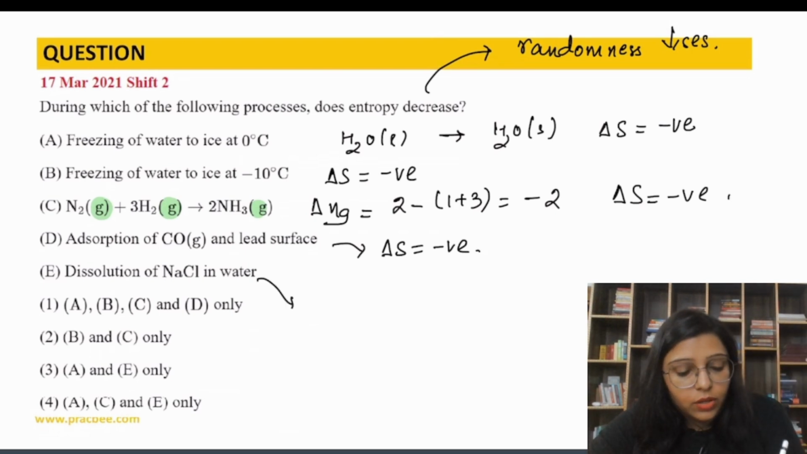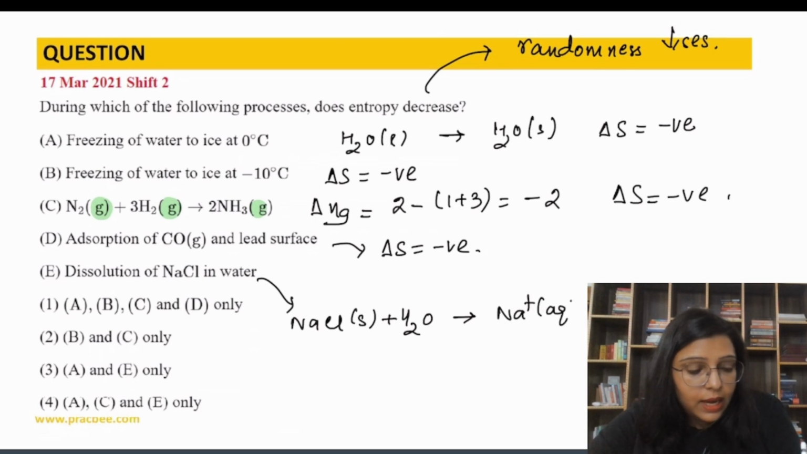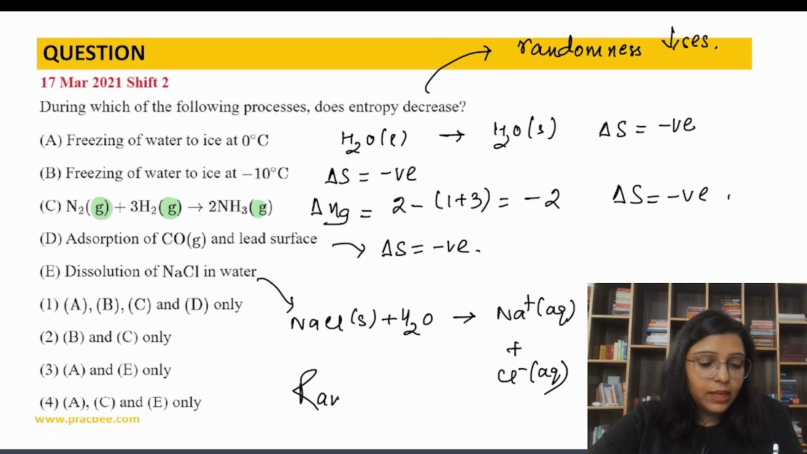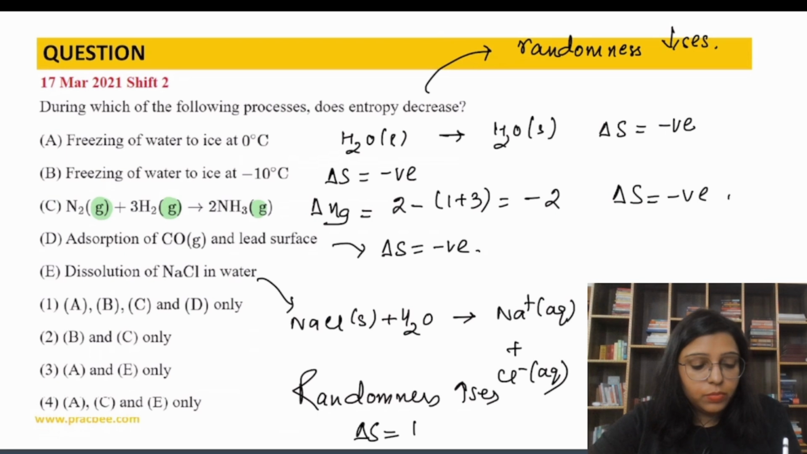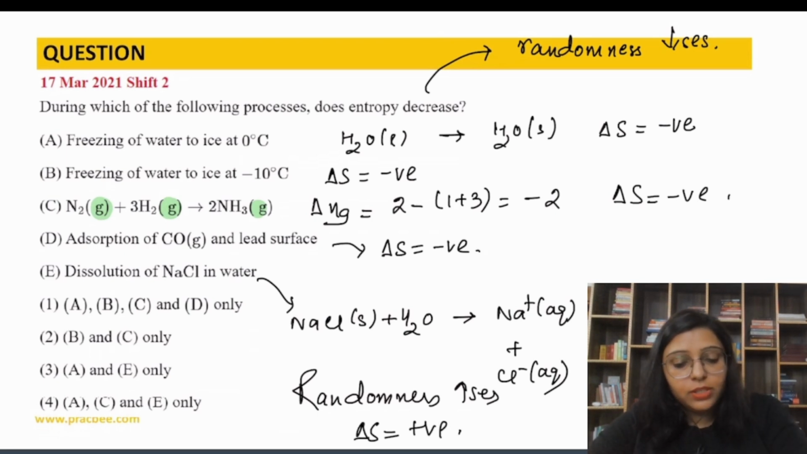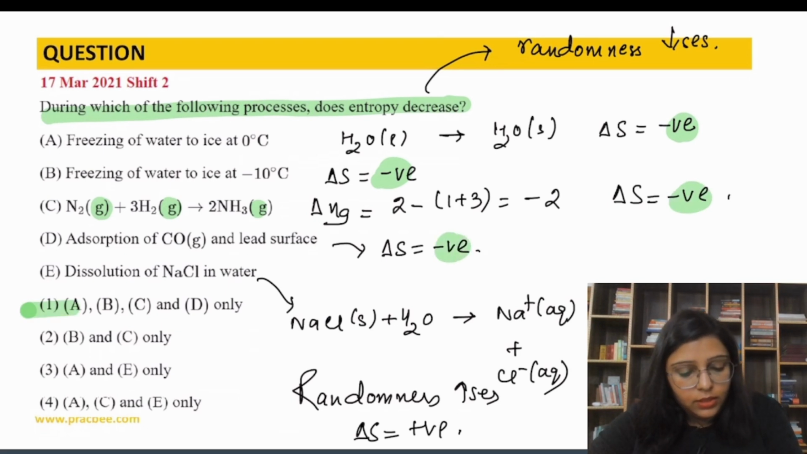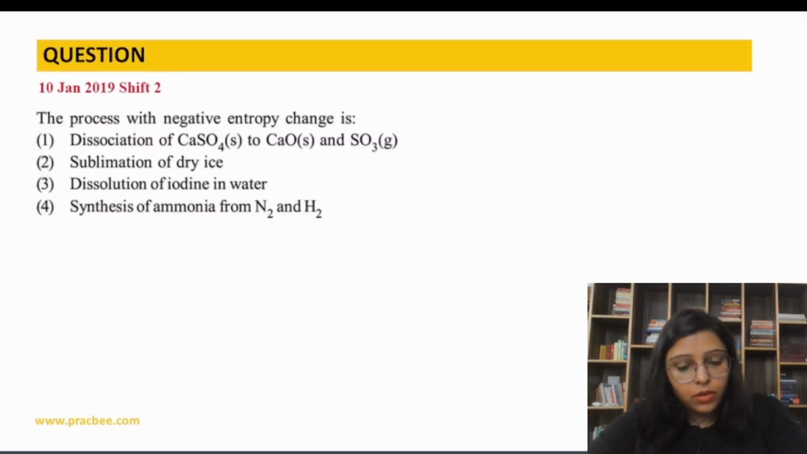Dissolution of NaCl in water. It means NaCl solid. If I add water to this, we get Na plus aqueous and Cl minus aqueous. Here randomness increases, right? So here the entropy change is going to be positive. The question says, during which of the following processes does entropy decrease? So the answer is going to be A, B, C, D. So the answer is 1. Okay. Now let's do the next question.